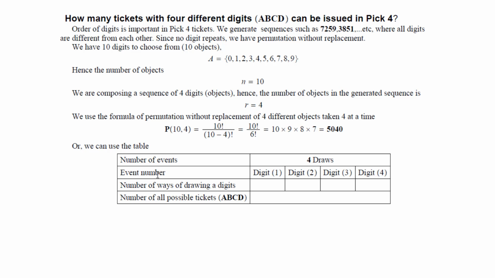Or we can use a table of permutation. Here we have all the events of withdrawing the first digit, the second, the third, and the fourth. Withdrawing the first digit can happen in 10 ways, the second digit in 9 ways, the third digit in 8 ways, and the fourth digit in 7 ways. So according to the multiplication principle, the number of all possible tickets of the form ABCD is again 5040 tickets.